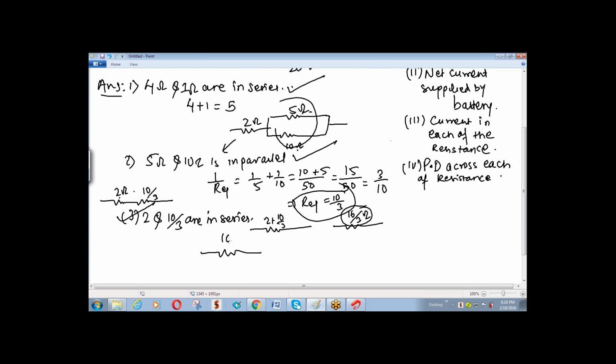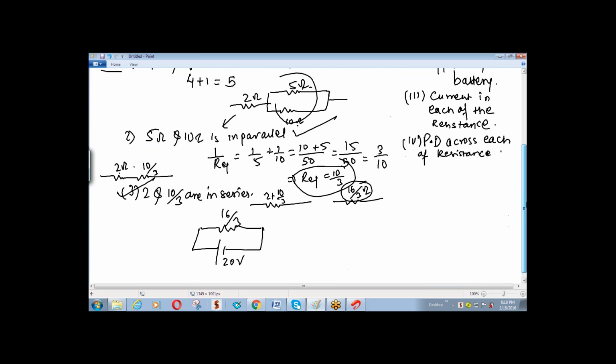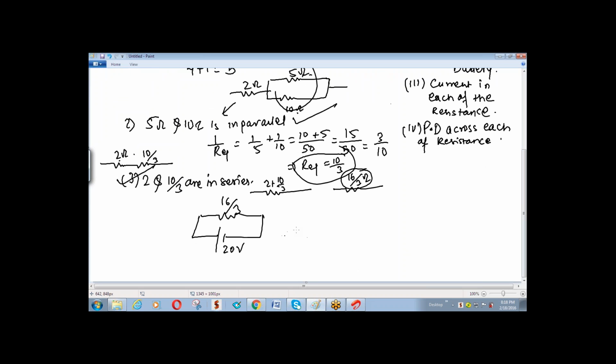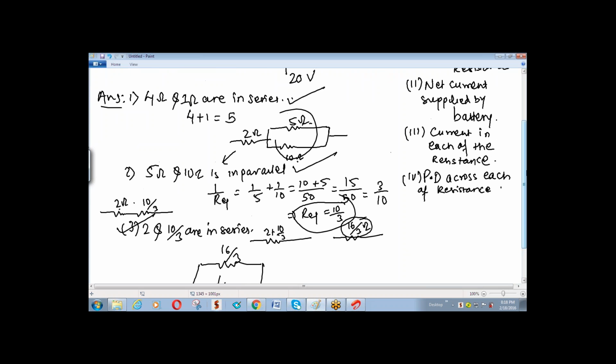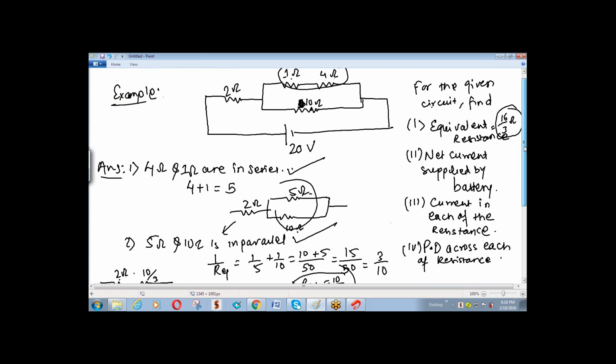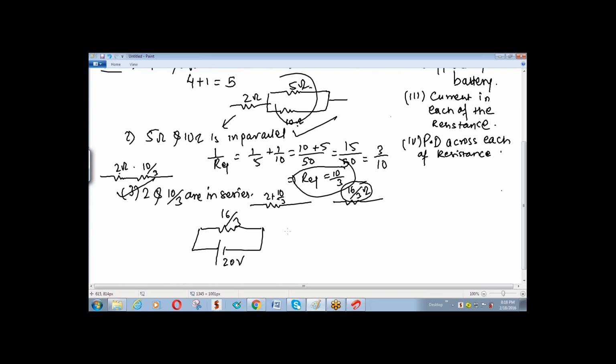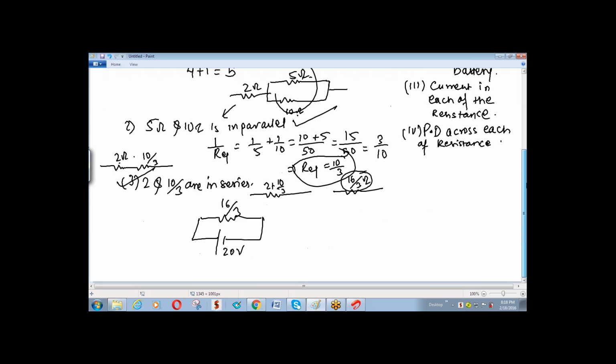So can I say the original circuit was equivalent to a 16 by 3 resistance connected to a 20 volt battery? Is it okay? Right. So your final answer for the equivalent resistance is 16 by 3 ohm. Is it okay? Now, the second question was the current supplied by the battery.